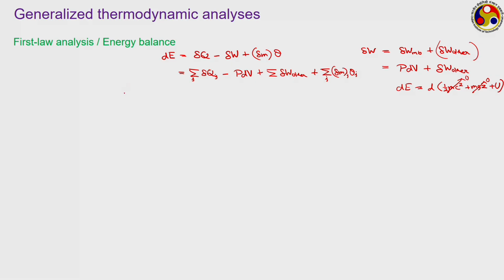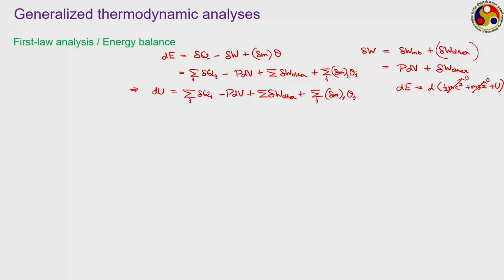And in that situation, this equation can be represented as just dU, where this energy has only the internal energy part now, equal to the right hand side, which is retained as it is. So, the summation of all possible heat interactions, with the direction of Q taken to be into the system, minus the moving boundary work, plus any other kind of work interaction which can be there in certain special cases, plus the summation over j of delta m_j theta_j, all possible kinds of mass interaction. This is a general equation.